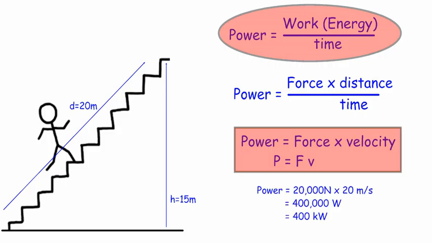Let's look at a quick example. Let's say that a car applied with its engines a force of 20,000 newtons in order to move the car at 20 meters per second. What is the power developed by the engine? Well, simply 20,000 times 20 equals 400,000 watts, or 400 kilowatts.